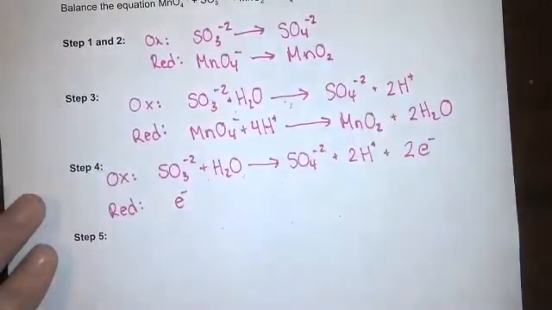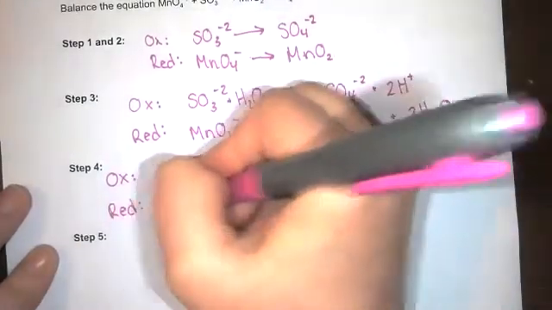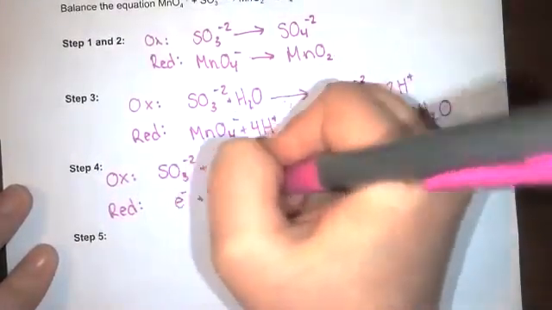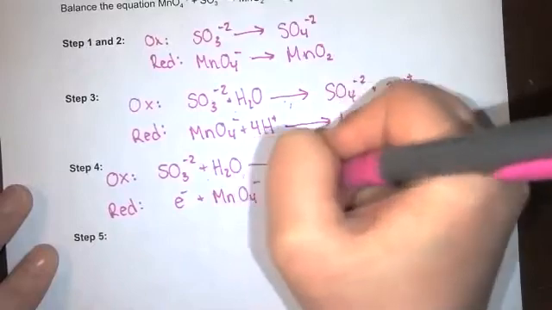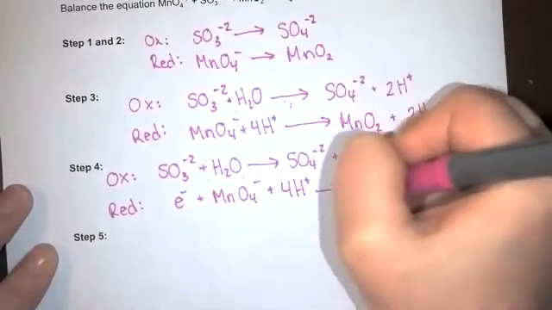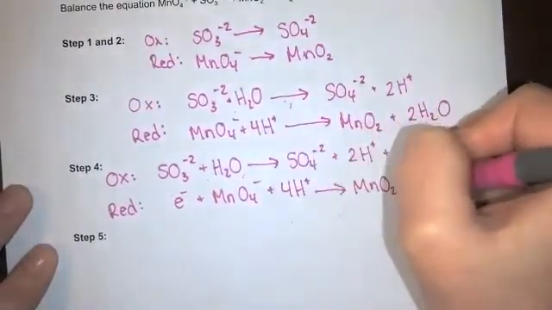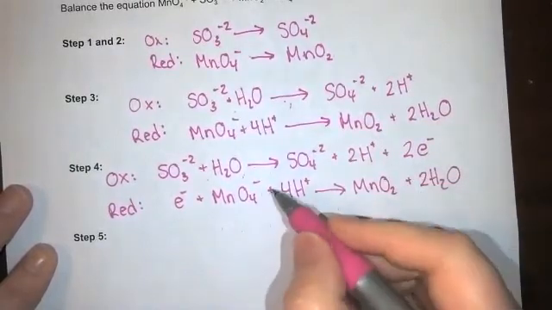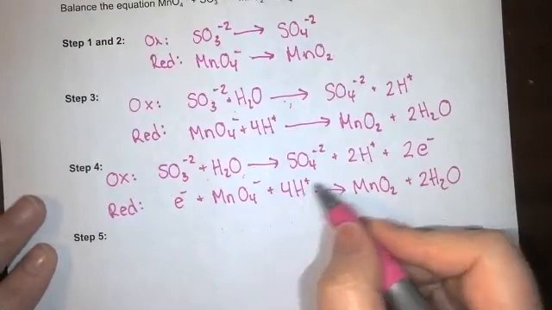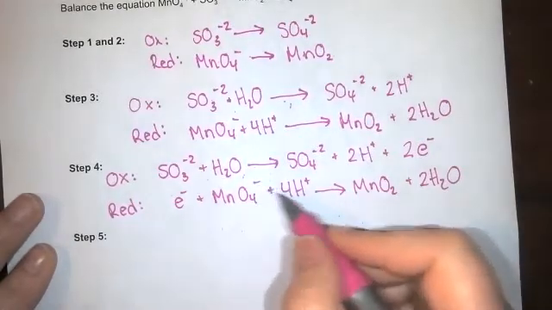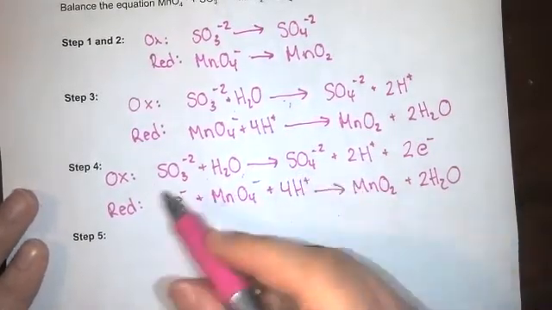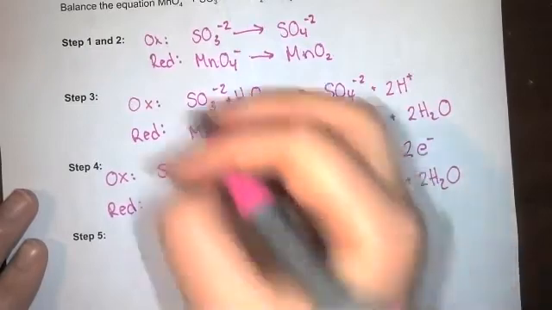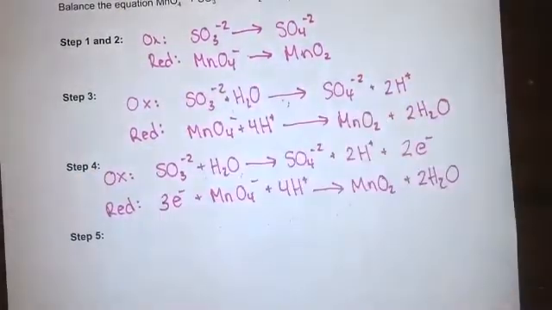I know I'll be adding electrons to my reduction. But I'll have to figure out just how many I'll need. Well, my product side here has a 0 charge. On this side, I have +4 minus 1, so a total of +3. Well, to get this to 0, I need 3 electrons.